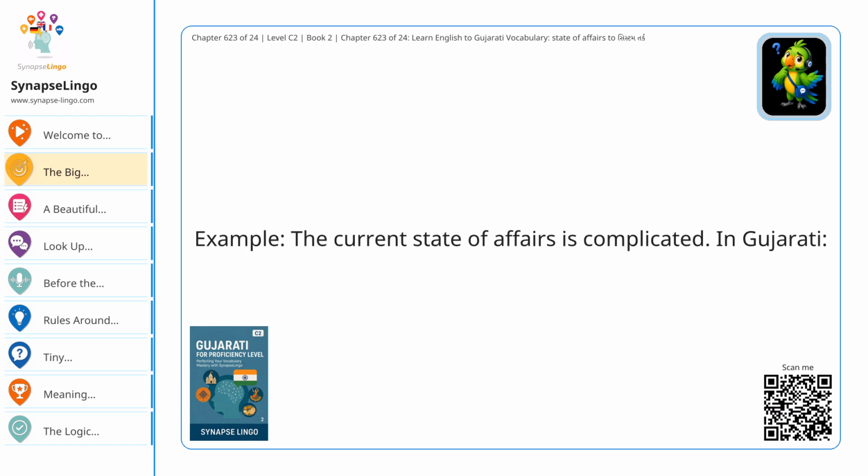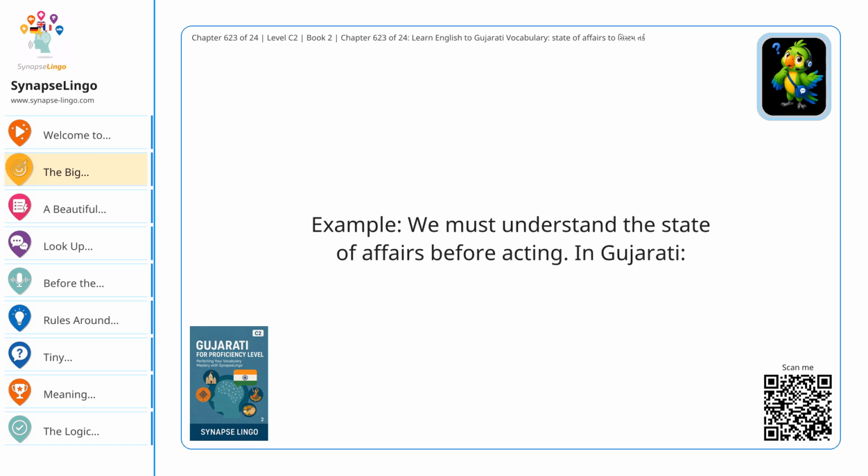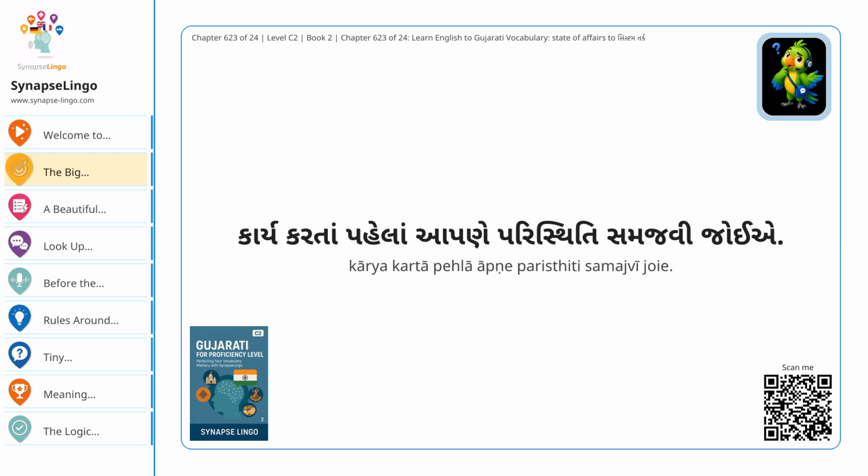Example. The current state of affairs is complicated. In Gujarati. વર્તમાન પરિસ્થિતિ જટિલ છે. Example. We must understand the state of affairs before acting. In Gujarati. કાર્ય કરતા પહેલા આપણે પરિસ્થિતિ સમજવી જોઈએ.